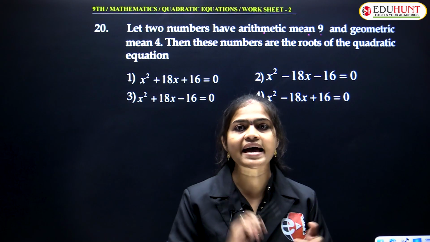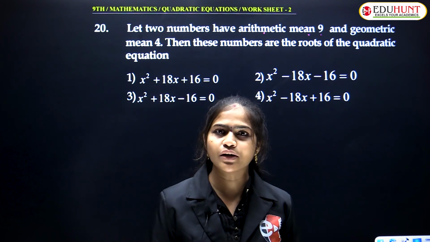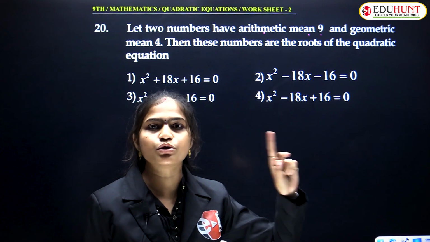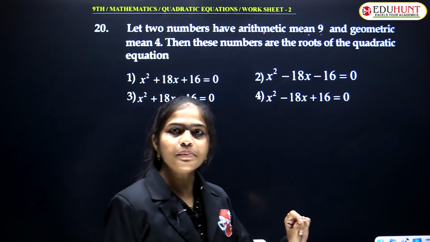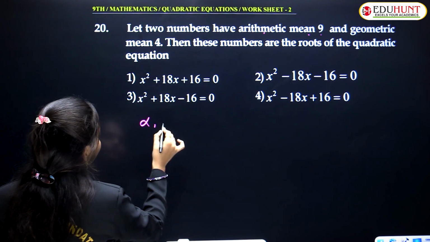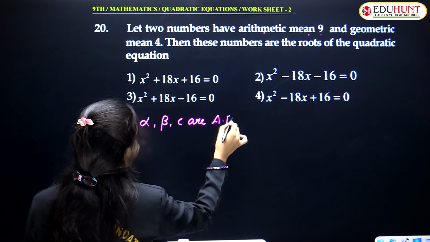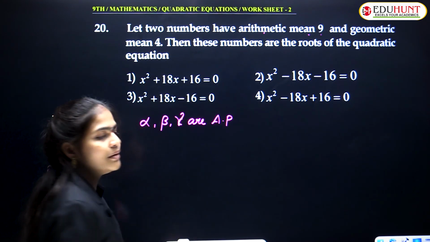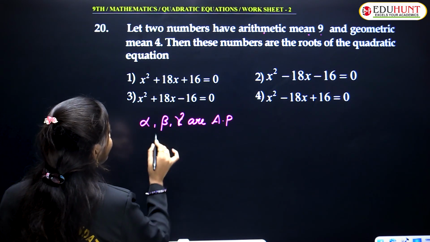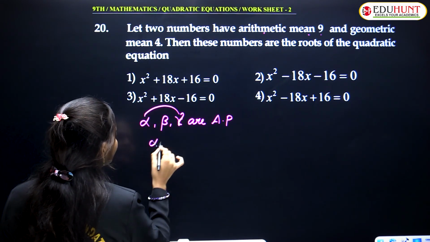Those two numbers they didn't give directly. Those two numbers also we need to find out. So how to find that? See here, what are the conditions? Some conditions are given on those two numbers. For example, see here, alpha, beta, gamma are in AP. If these are in AP, then how do we express that?